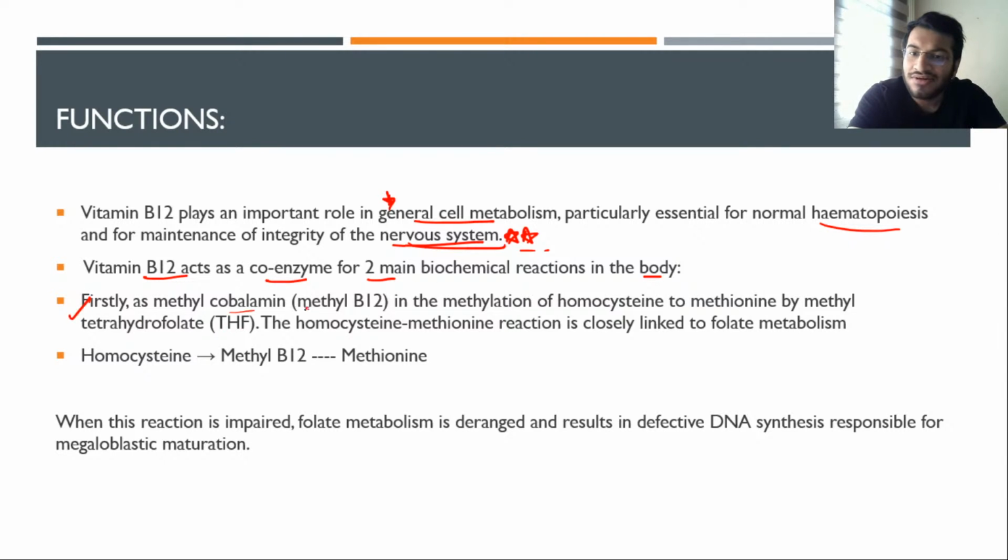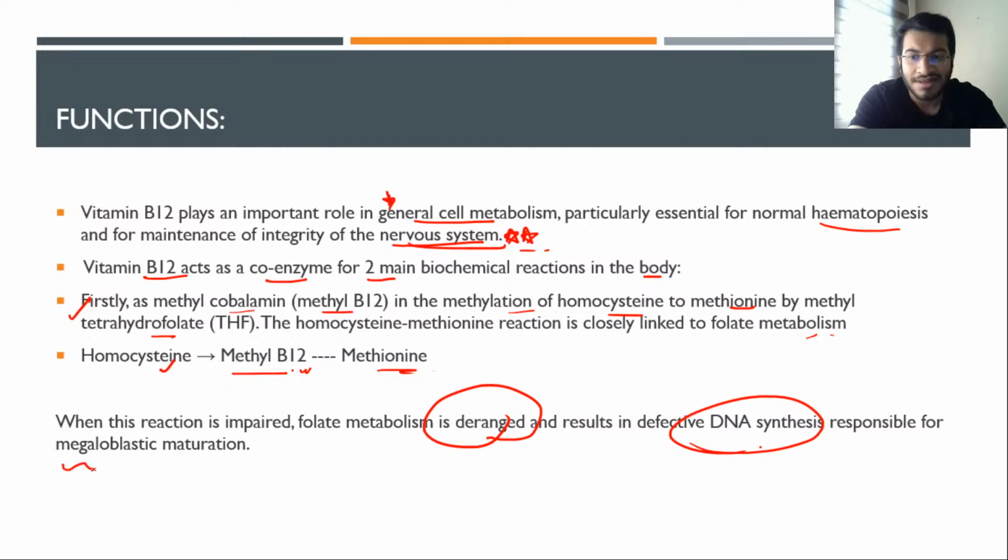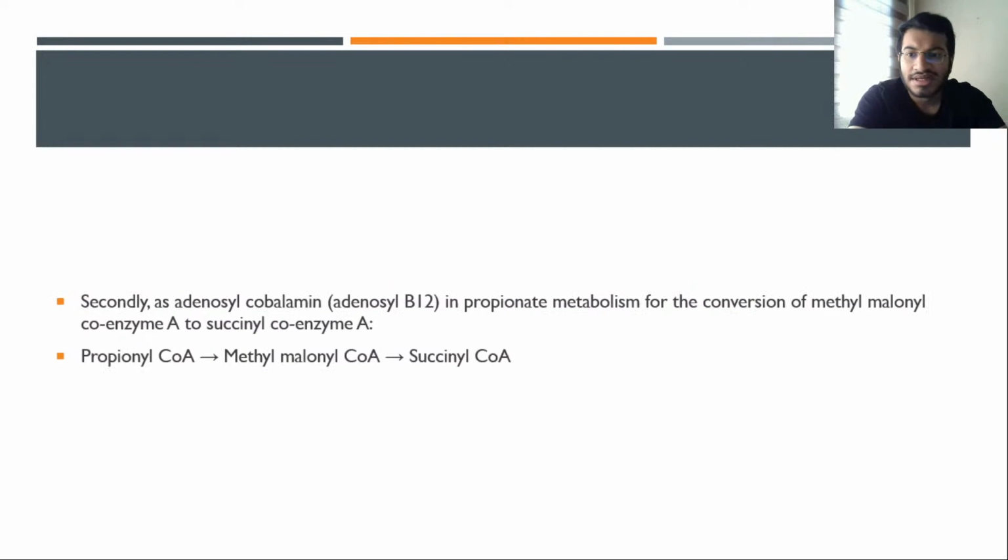First is methylcobalamin, methyl B12, in the methylation of the homocysteine to methionine by methyl tetrahydrofolate. The homocysteine methionine reaction is closely linked to the folate metabolism. So homocysteine will be converted to methyl B12 and methyl cobalamin will be converted to methionine. When this reaction is impaired, folate metabolism is deranged and this results in the defective DNA synthesis responsible for the megaloblastic maturation.